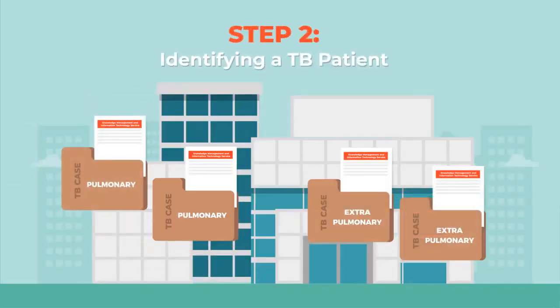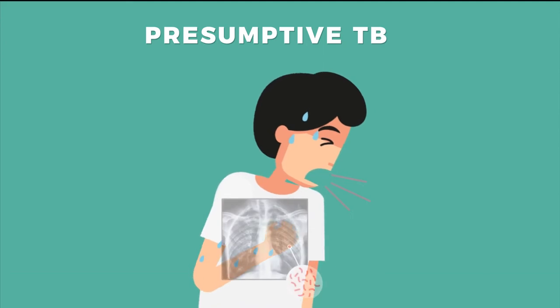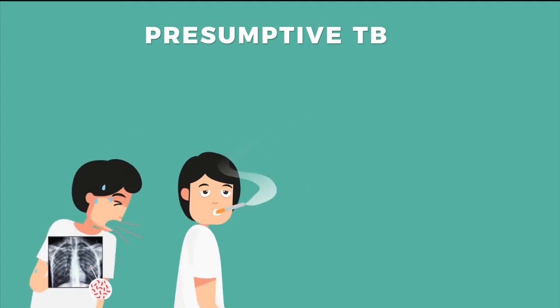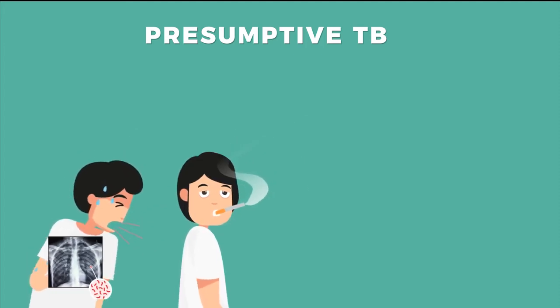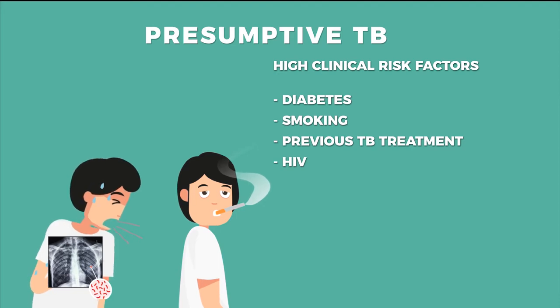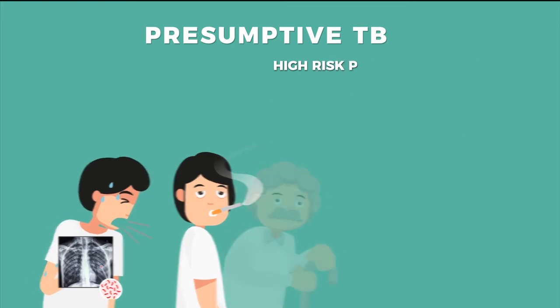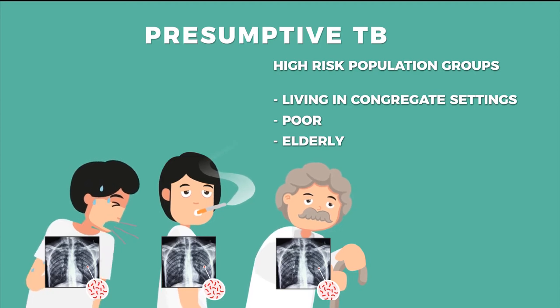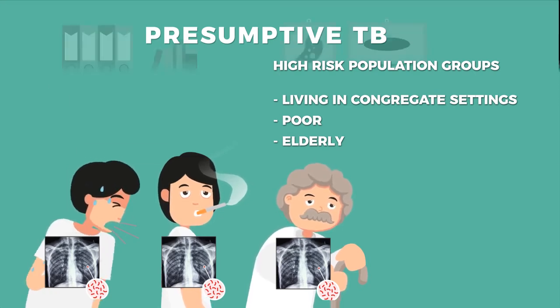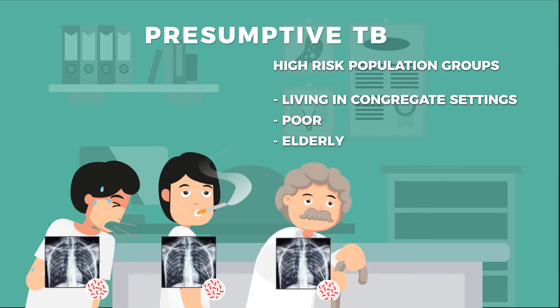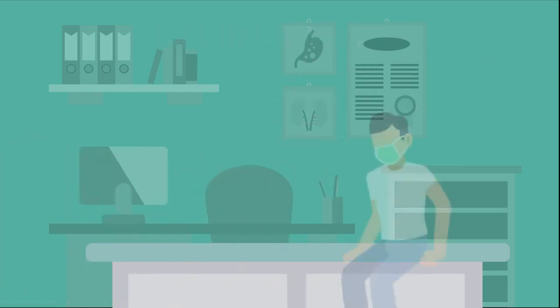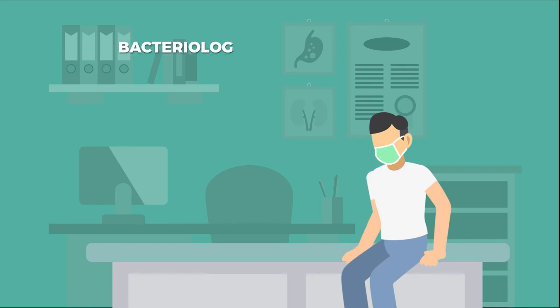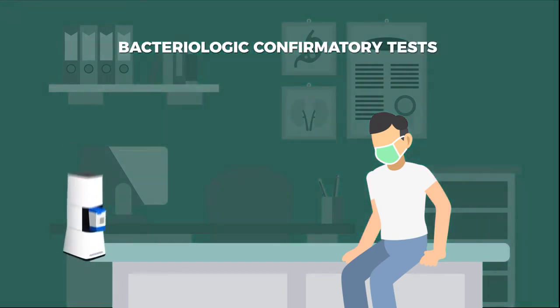Step 2. Identifying a TB patient. Presumptive TB patients have symptoms or signs, including radiologic findings suggestive of TB. Patients with high clinical risk factors like diabetes, smoking, previous TB treatment, and HIV, or among high-risk populations like those living in congregate settings, the poor, and elderly, should be screened routinely for cough of any duration or through chest X-ray. All presumptive TB patients should undergo bacteriologic confirmatory tests using any of the following.